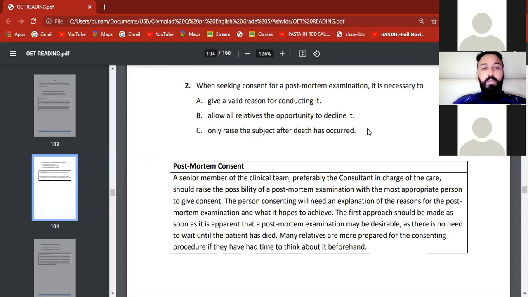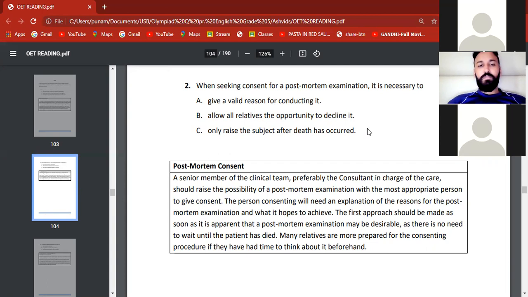Okay, again we read the question once more. As I said last time, sometimes when you're reading the question and answer, we forget the meaning of the question itself. So once you clear that, go to the text and read the question once more. When seeking consent for a post-mortem examination, what is a condition necessary before seeking consent? Let's see what is required. So let's read now.